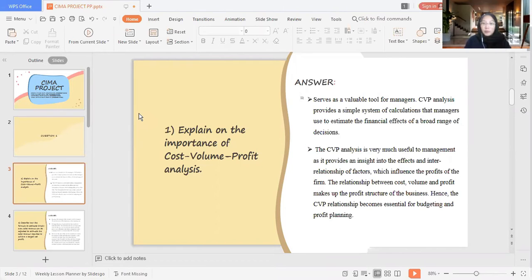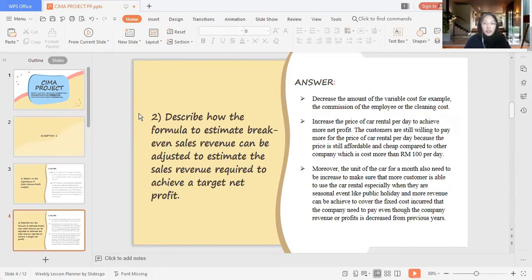The relationship between cost, volume, and profit makes up the profit structure of the business. Hence, the CVP relationship becomes essential for budgeting and profit planning. Next, we move to the second question.